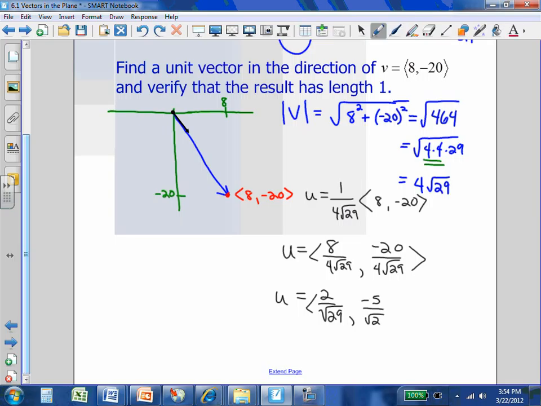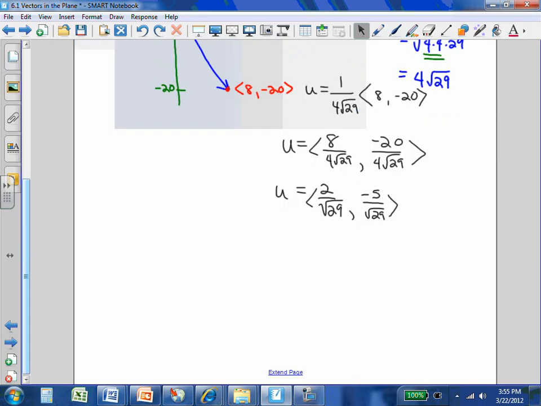over root 29. And I believe this is how your book will end up leaving it, not rationalizing denominators or anything. If it does, you'll adapt to that. But this is okay as it is. So we have found the unit vector, but let's verify that it actually has a length of 1. That is, let's check to see what is the magnitude of u.